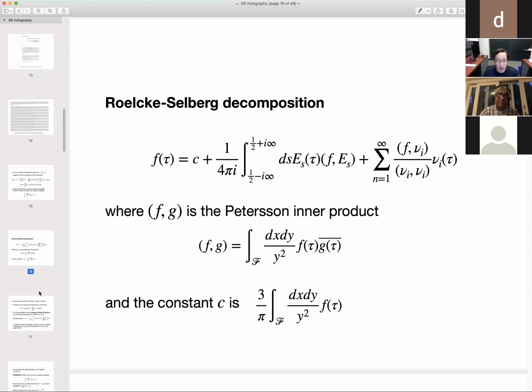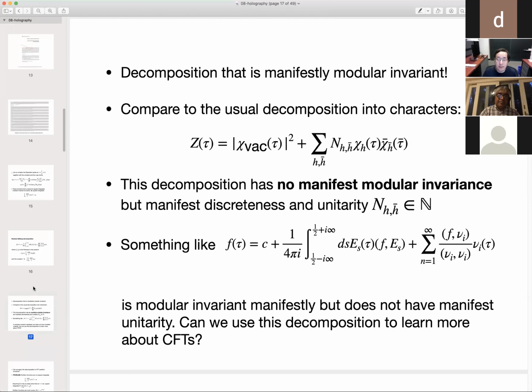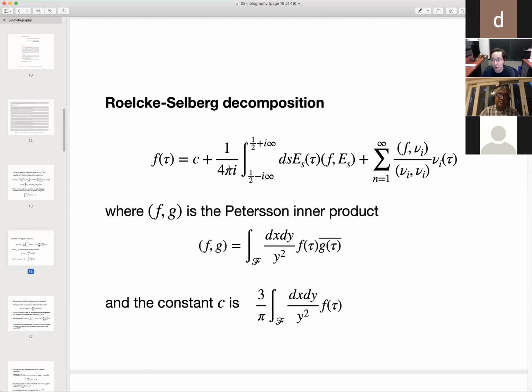So just to take a step back and recap, why is this an interesting thing? The goal is, once you have decomposed a modular invariant function in this form, modular invariance is completely obvious because every single one of your basis vectors is modular invariant. What is not obvious is discreteness and unitarity.